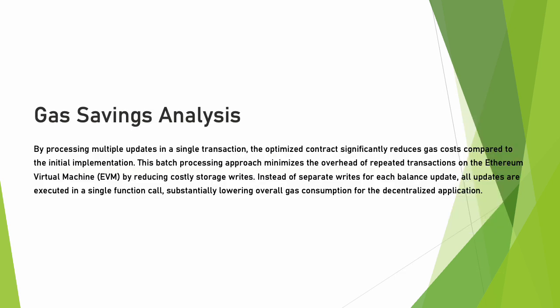Moving on, here is the gas saving analysis of the third case study. By processing multiple updates in a single transaction, the optimized contract significantly reduces gas costs compared to the initial implementation. This batch processing approach minimizes the overhead of repeated transactions on the Ethereum virtual machine by reducing costly storage writes. Instead of separate writes for each balance update, all updates are executed in a single function call, substantially lowering overall gas consumption for the decentralized application.